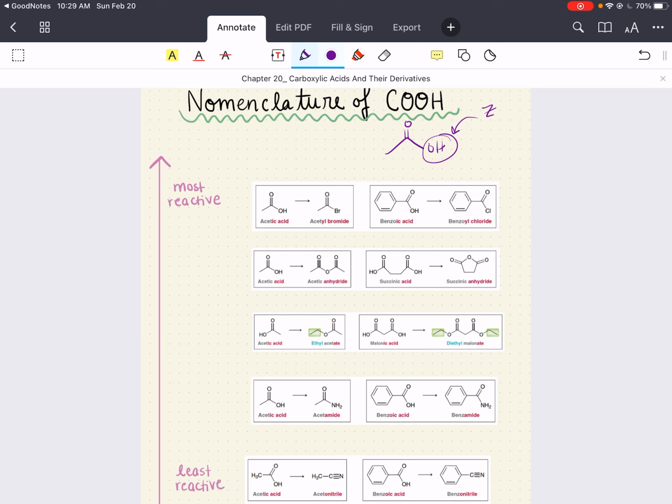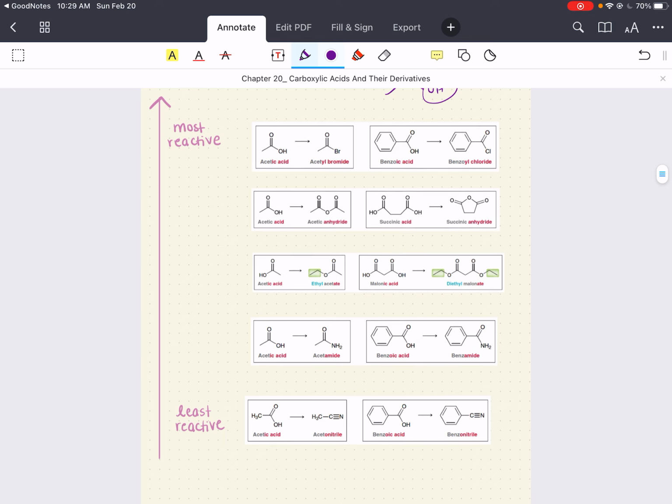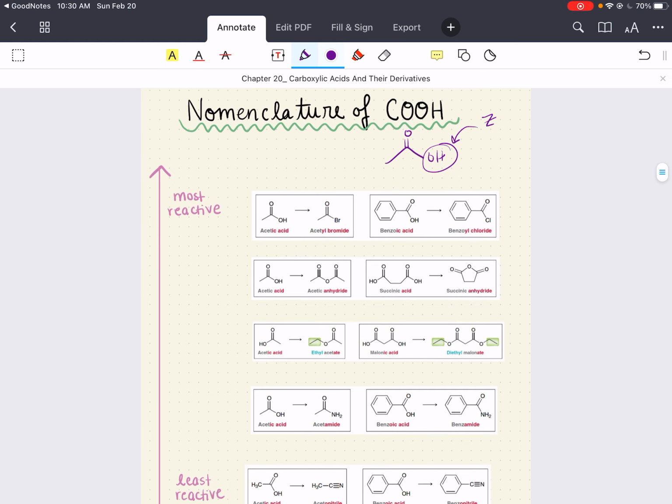The 5 common types of carboxylic acid derivatives are acid halides, acid anhydrides, esters, amides, and nitriles. We're going to cover each one of these in great detail in regards to their preparation, their properties, and their reactions. But first, we're going to start off with nomenclature, making sure we know how to name acid halides, acid anhydrides, esters, amides, and nitriles. So that's what we're going to cover on this page pretty quickly before we jump into reactions and preparation methods of these carboxylic derivatives.